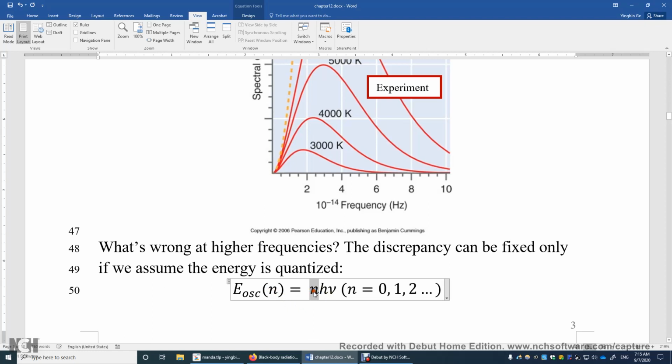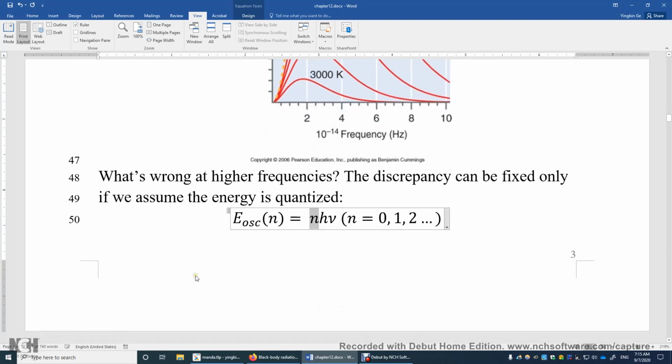And this n is 0, 1, 2. Anyway, it's an integer. H is the Planck constant. Nu is the frequency of the light. Well, in this case, since we have all different frequencies, we're going to say all these frequencies have a common factor.